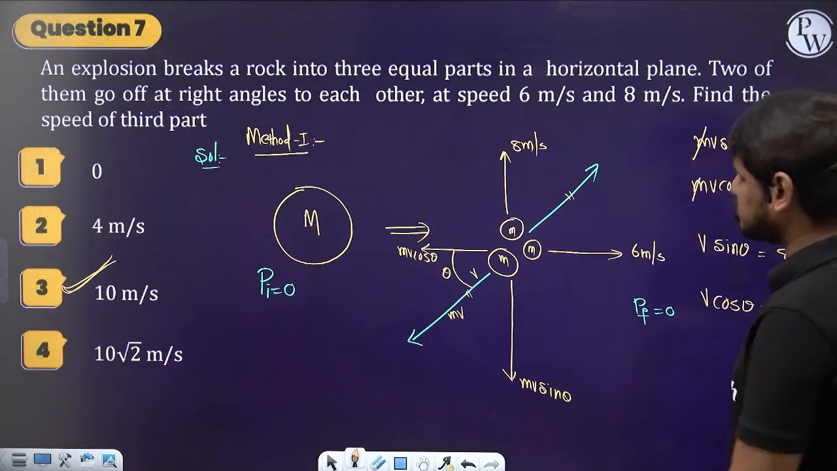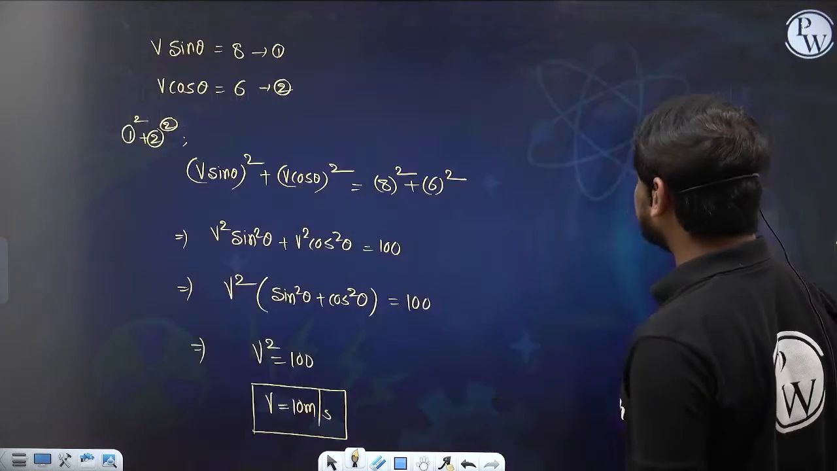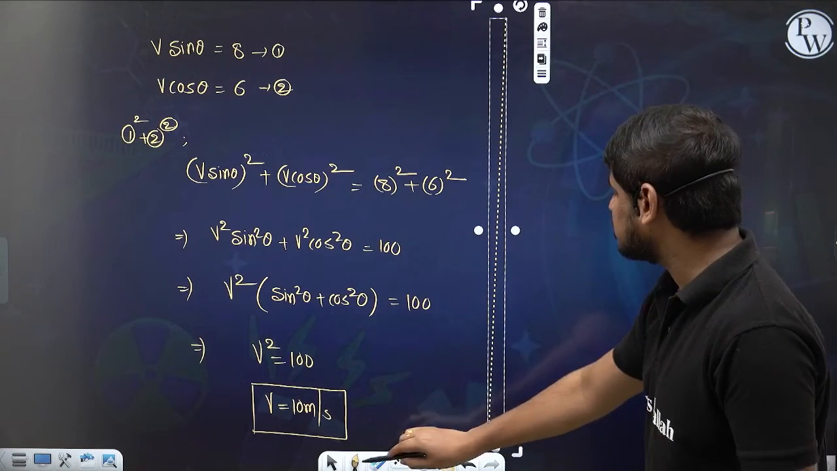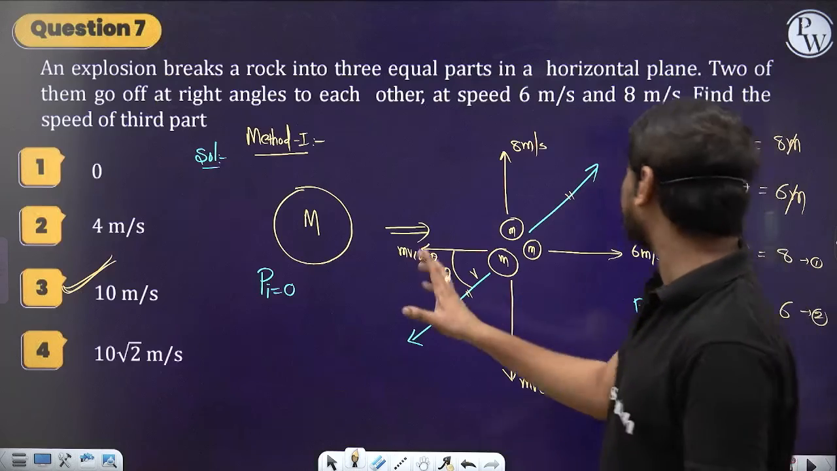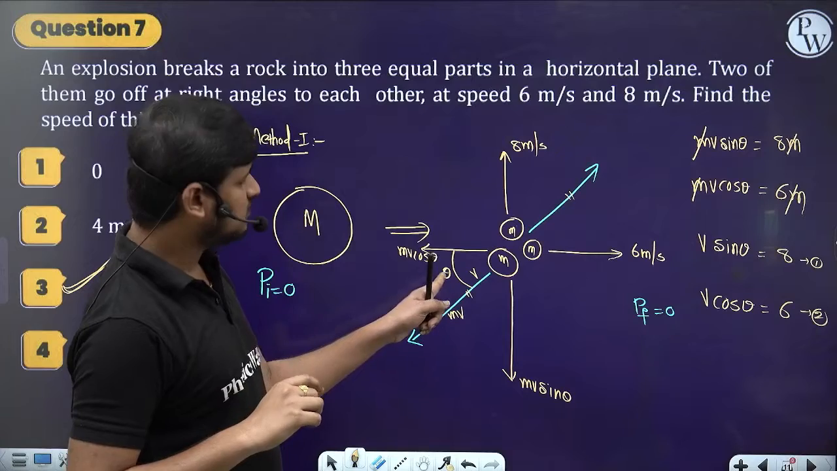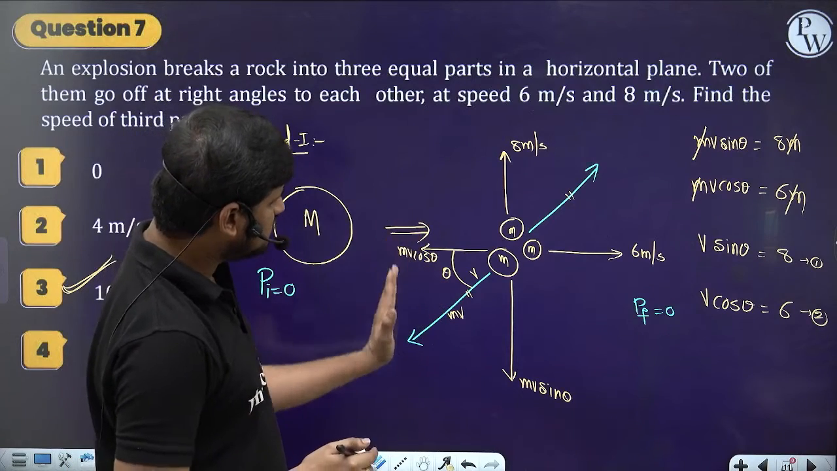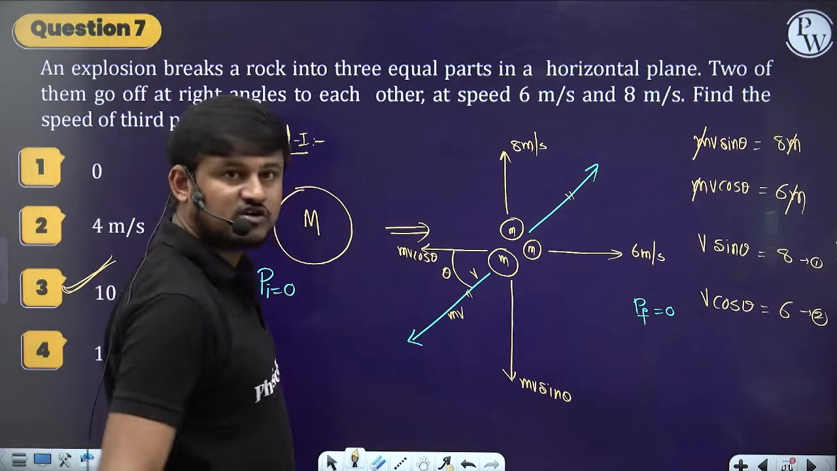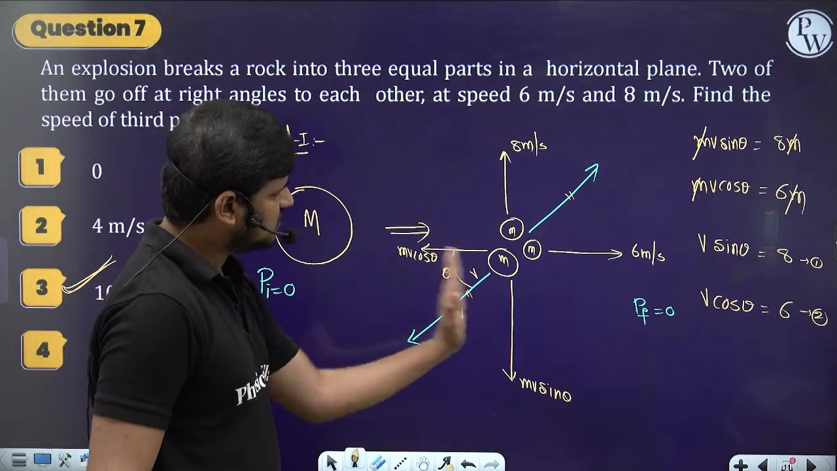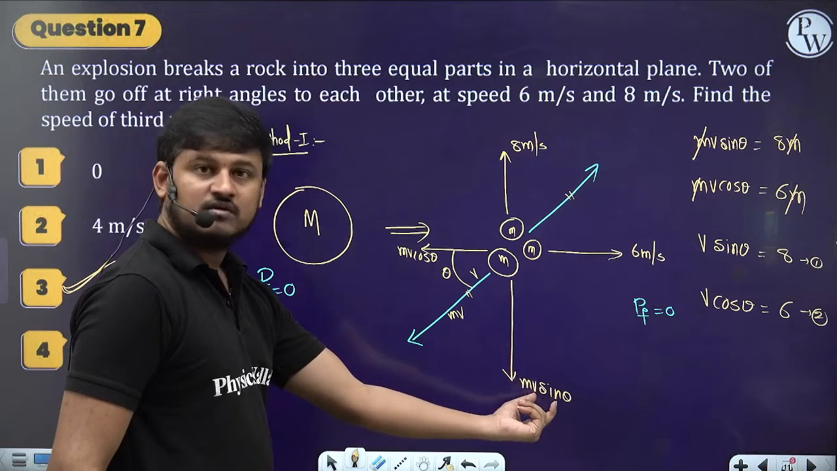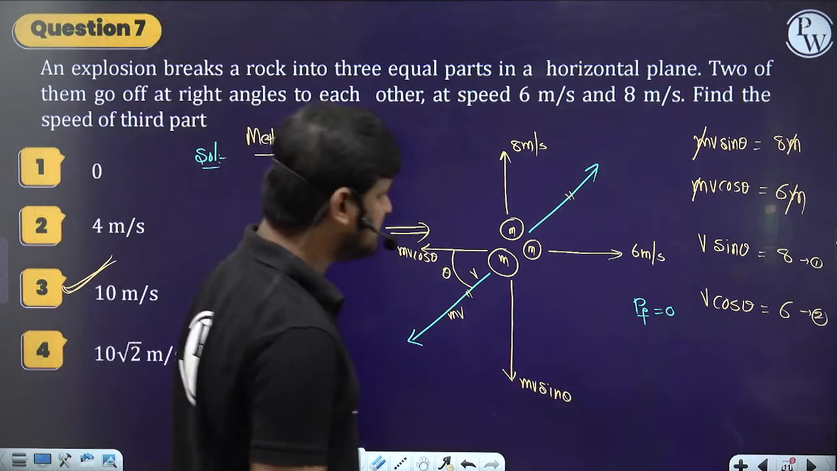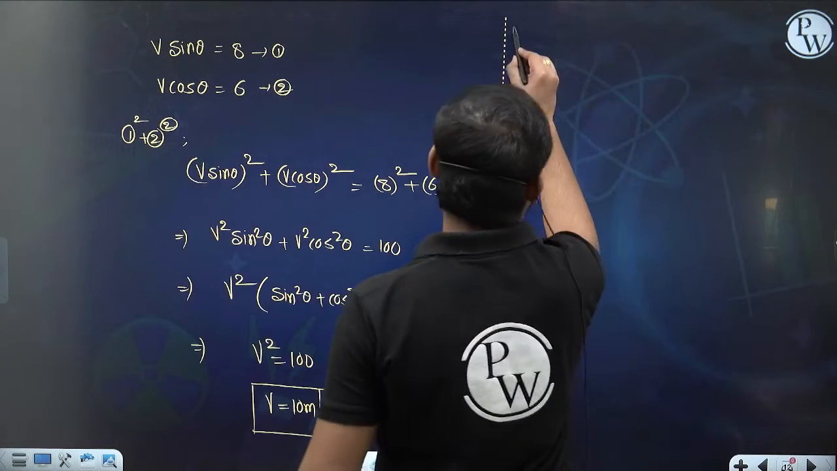Understood? This is the long procedure, but you can consider method 2, which is the simplest one. Sometimes in the question they may ask at what angle also. How do you find the angle here? So tan theta is equal to mv sin theta by mv cos theta. Yes or no? So tan theta is equal to this by this. We know the values, so you can just substitute and get the theta value as well. Right? Chalo. So now method 2, the simplest procedure.